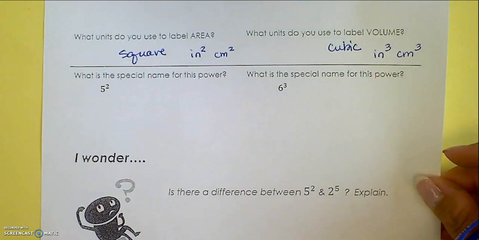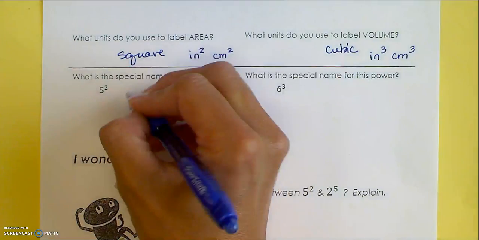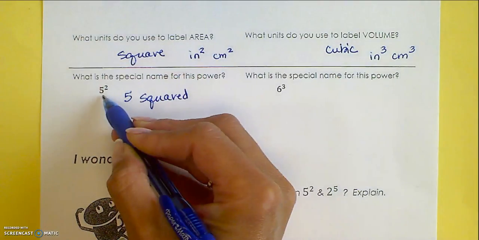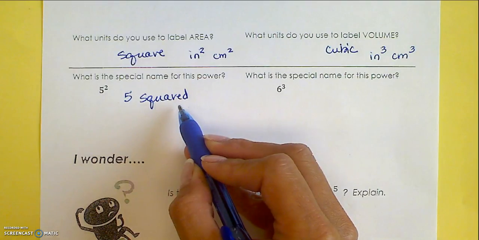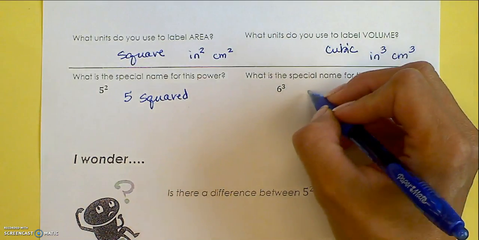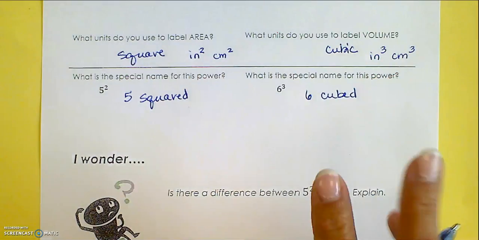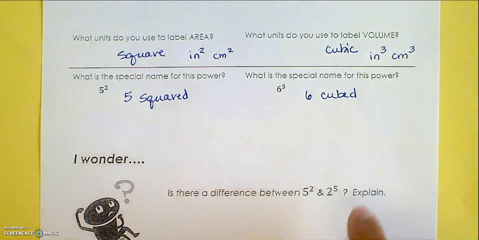So what is the special name for this power? So this one is called 5 squared. Some of you may have tried to say 5 to the second power, but this is just a special name. And then this would be 6 cubed. Or you might say 6 cubic feet, but typically it'd be 6 cubed.